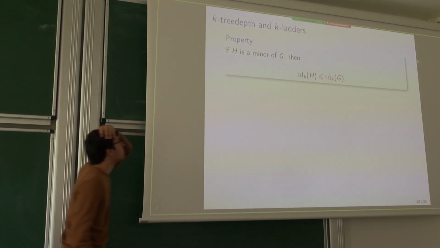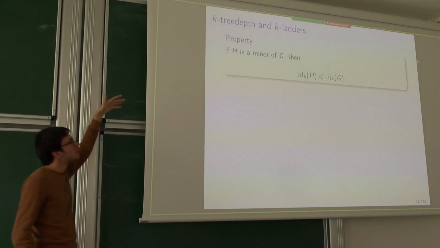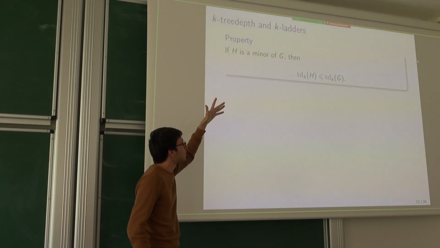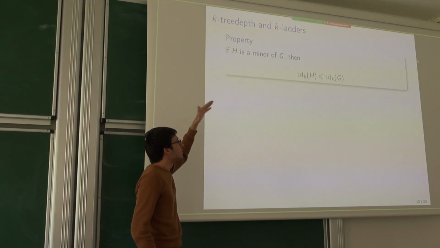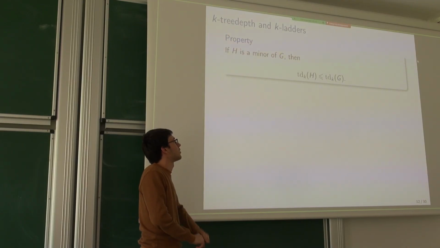And we have the usual property that it's monotone for the graph-minor relation. So if H is a minor of G, the k-treedepth of H is at most the k-treedepth of G. So I will only consider the graph containment relation, which is the graph minors.